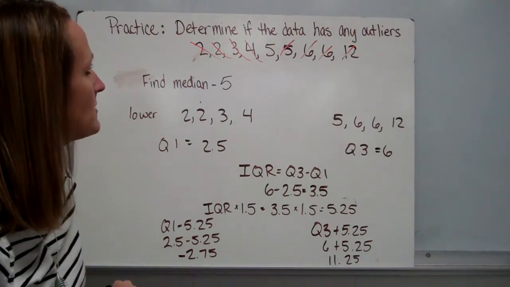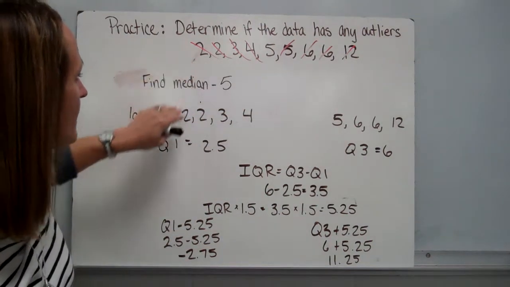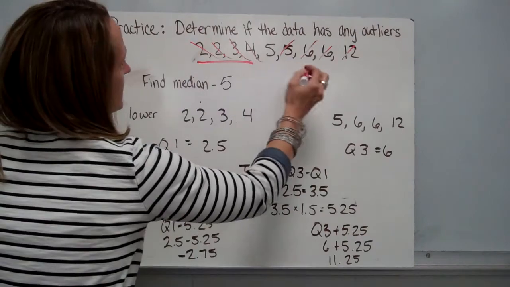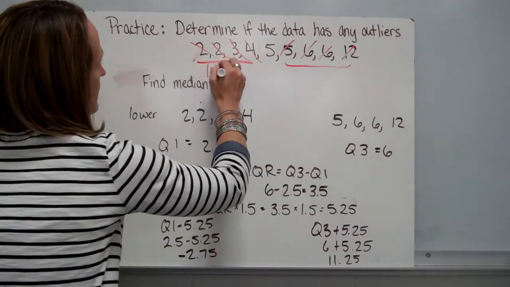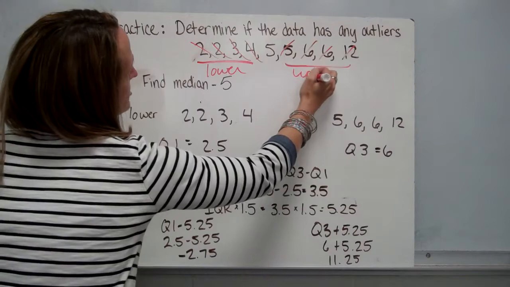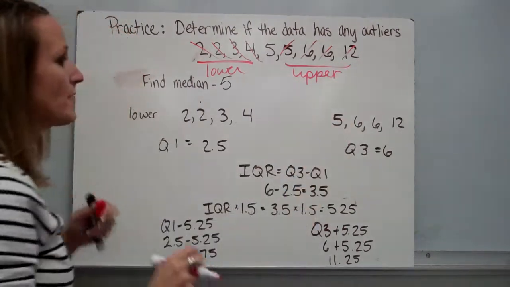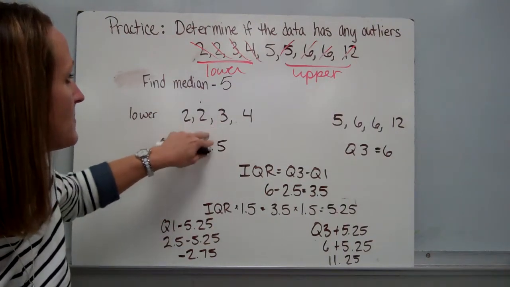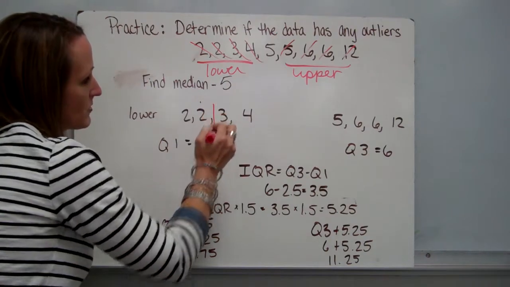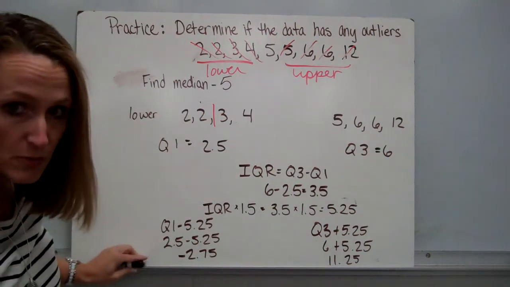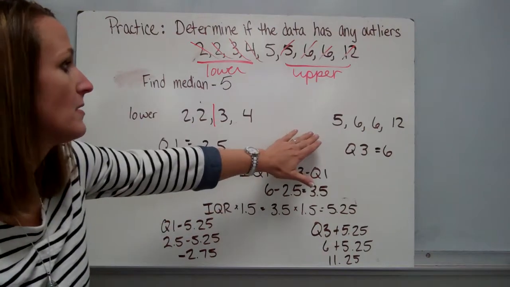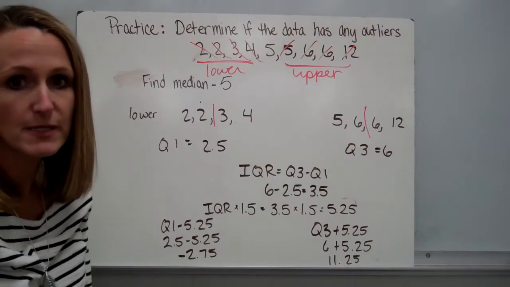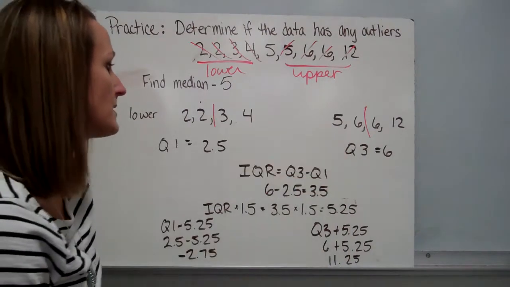Okay, so now I take my data. Here's my lower half, 2, 2, 3, and 4. Here's my lower. Here's my upper. So this became my lower. This became my upper. So I'm determining an outlier without even making a box and whisker plot. Okay, so my quartile 1, remember, is the median of this half. Median of this half falls right here between 2 and 3. What's between 2 and 3? 2.5. My median of my upper half falls right here between 6 and 6. Well, the only thing between 6 and 6 is 6. So my quartile 3 is that.